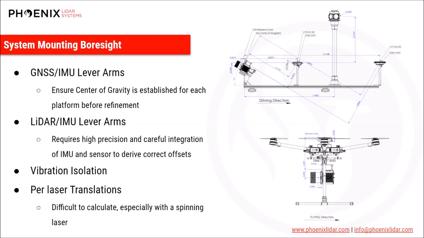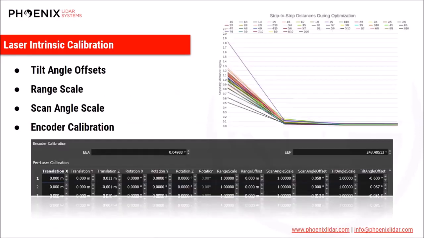And once again, per laser translations, as multi-laser systems have different locations for their various lasers. But let's go ahead and jump into the laser intrinsics, which is really where a lot of the meat and potatoes of LiDAR calibration come in. System boresighting is relatively easy to understand and compute, especially if you have well-developed drawings, or maybe even a TLS scanner, a terrestrial LiDAR scanner, to really map out how the system is put together.